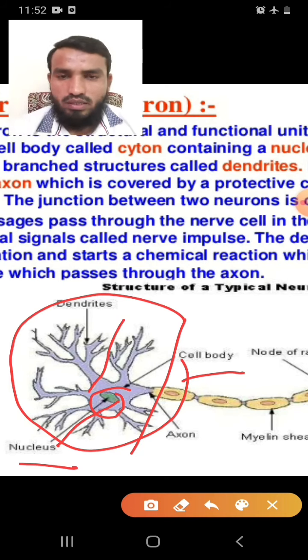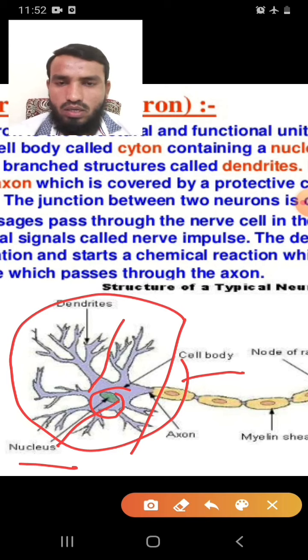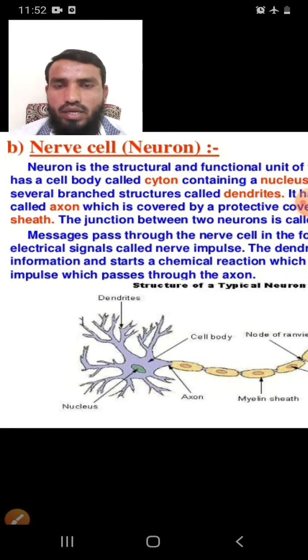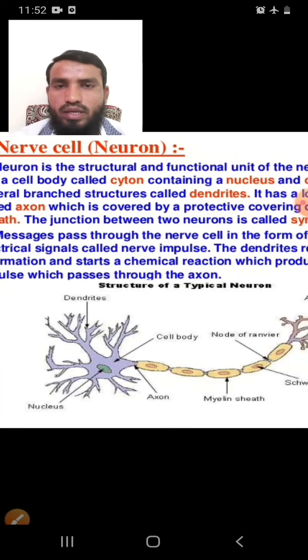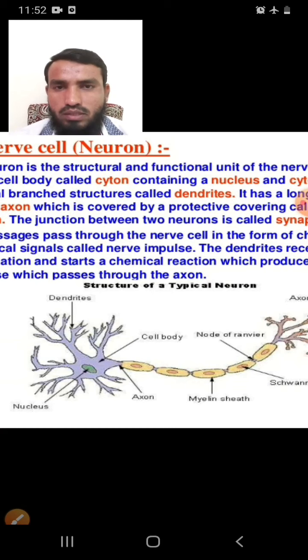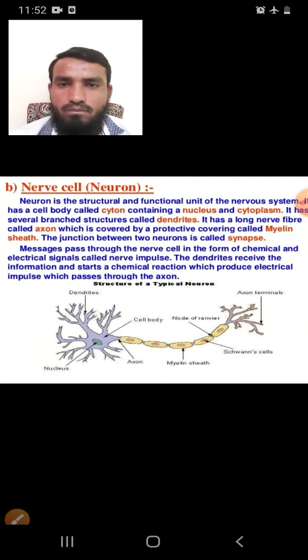In our normal cell, in the circular shape, we have seen the jelly-like structure present inside the cell; that all comes under the cytoplasm. But here it is present in the cell body. So that is the nucleus and the cytoplasm, and all of this comes under the cyton. So it has a body called the cyton, containing the nucleus and cytoplasm. They come together and make the cell body, right? So this is the cell body. After that, it has a long nerve fiber, right? And several branched structures called dendrites.